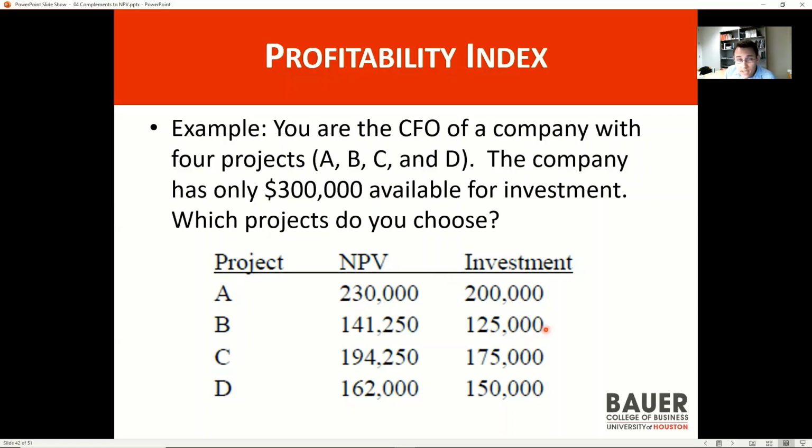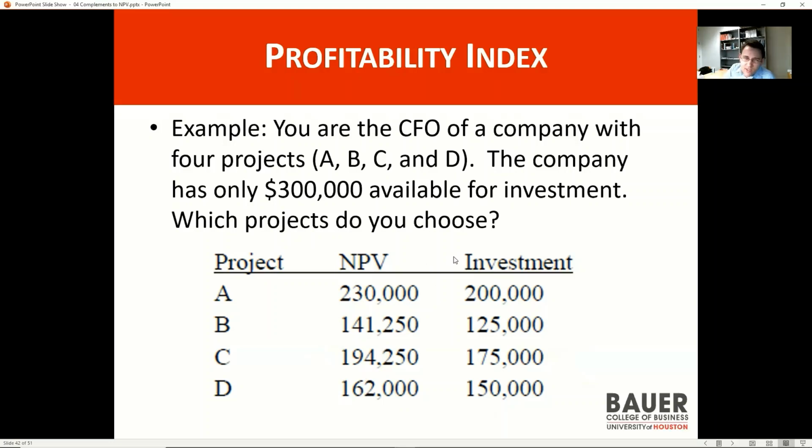If you take project B, then you could combine it with project C or project D. You couldn't lump all three of them together, that would exceed $300,000, but you could combine, say, B and C. And if you combine B and C, then the NPV of those two combined would be 141 plus the 194. Or you could combine B and D, and you would get an NPV of 141 and 162 together. Okay. So you have to work through all these different combinations. Okay, so it's kind of an intuitive idea. You only have so much to invest.